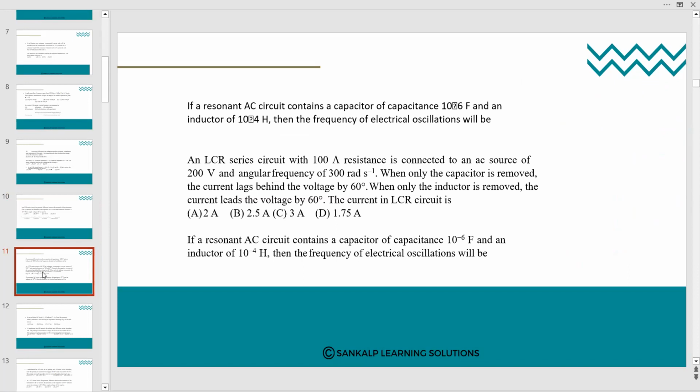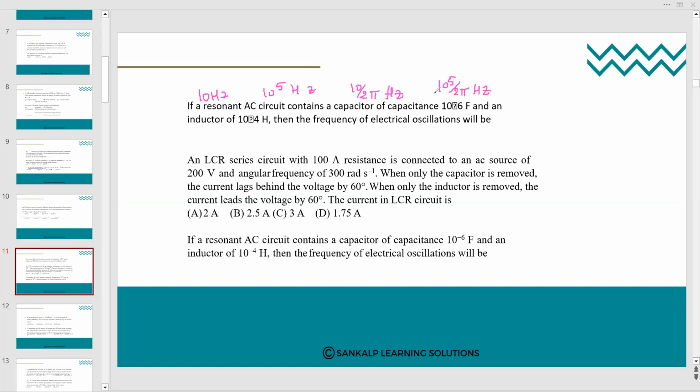Then the next question, if a resonant AC circuit contains a capacitor of capacitance 10 raised to minus 6 farad and an inductor of 10 raised to minus 4 Henry, then the frequency of electrical oscillations will be. Here the options they are giving as 10 hertz, 10 to the power of 5 hertz, 10 divided by 2 pi hertz and 10 raised to 5 divided by 2 pi hertz.